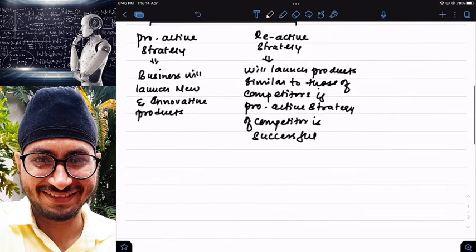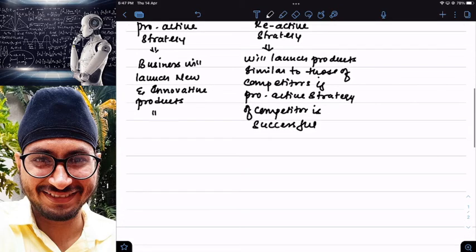So tell me, which strategy is more risky? According to you, in which strategy will the risk be more? Proactive strategy or reactive strategy? In which strategy will risk be more? Proactive or reactive? Obviously proactive, correct. So this is the more risky strategy.